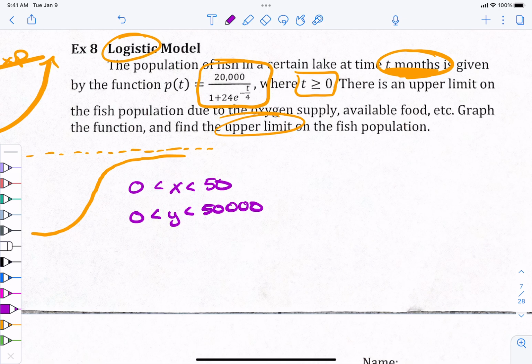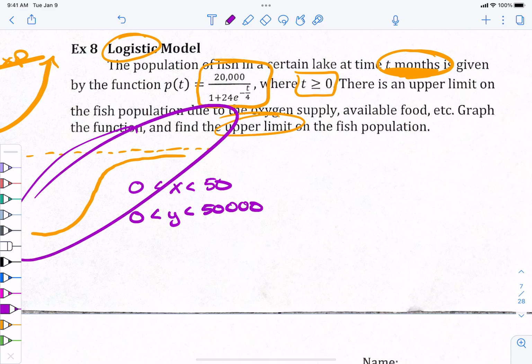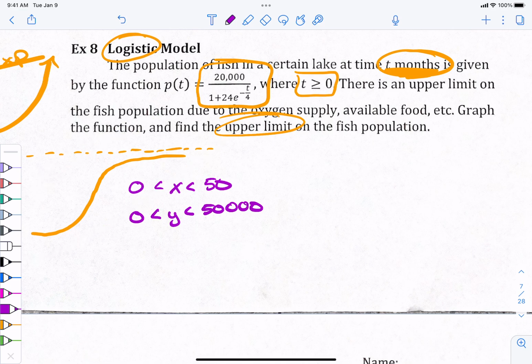Oh, I see it. You're right. It does level off for you. When you type this in, do that for your window. Boom! Does it do one of these things? Where does it level off? Zoom in and find where it levels off. It levels off at like 20,000.